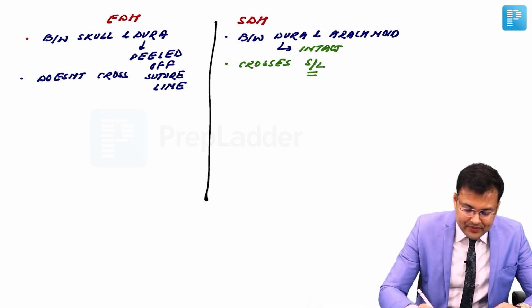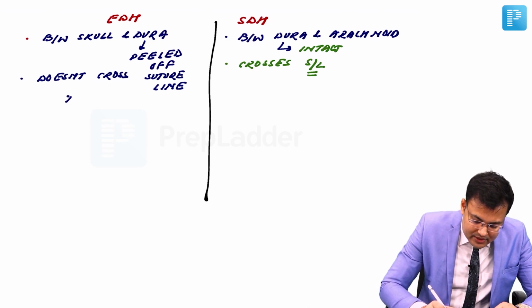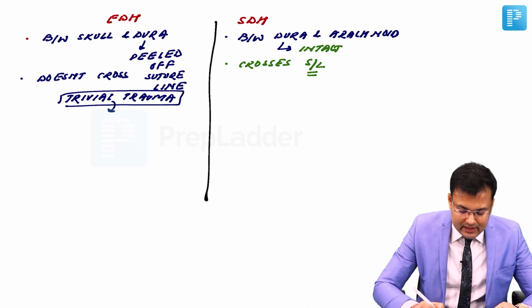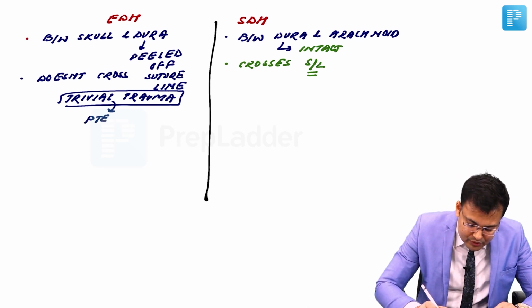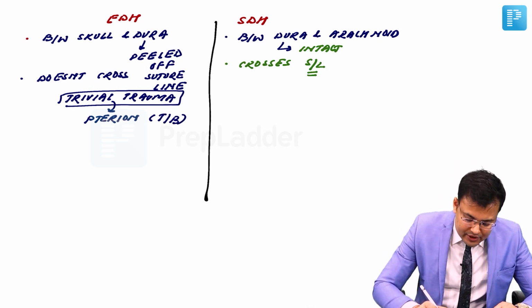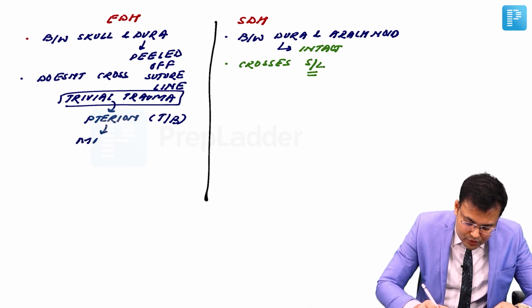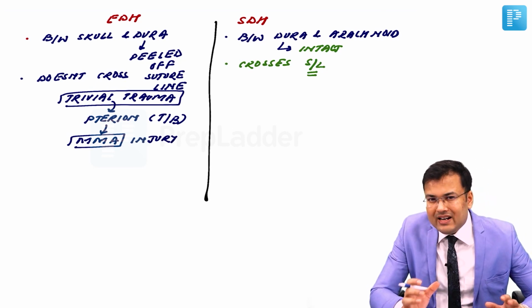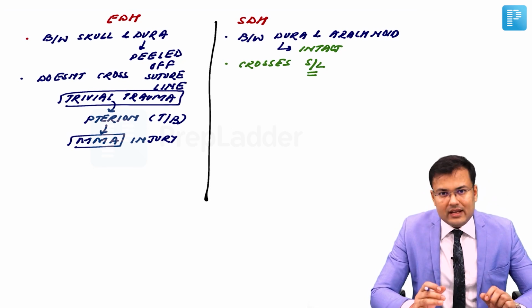Now see the trauma. In EDH, there is trivial trauma, even non-significant trauma, over the weakest point of the skull, and that is the pterion. It's the part of which bone? It's the part of the temporal bone. So injury or fracture of the pterion can lead to injury to the middle meningeal artery, and because of this there is collection of arterial blood. So this occurs in EDH.